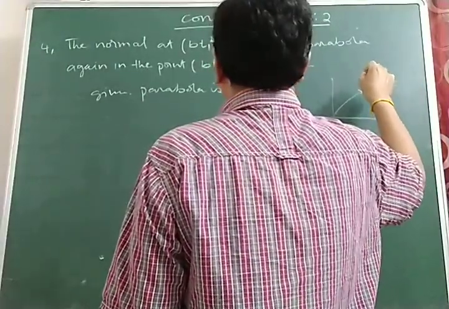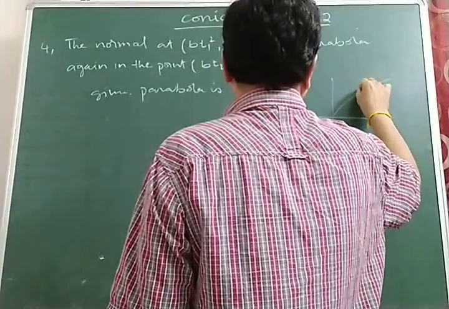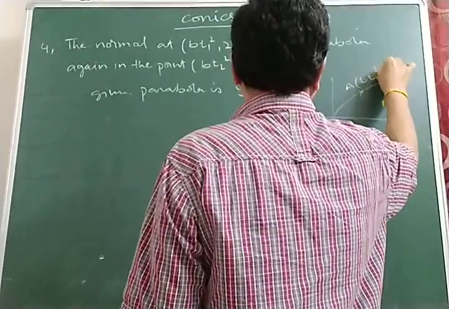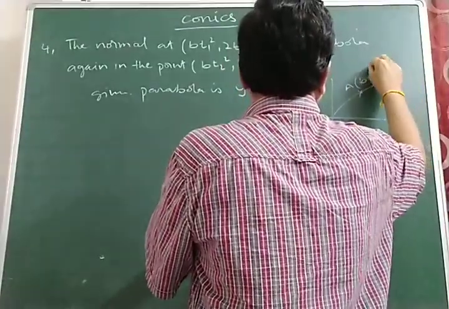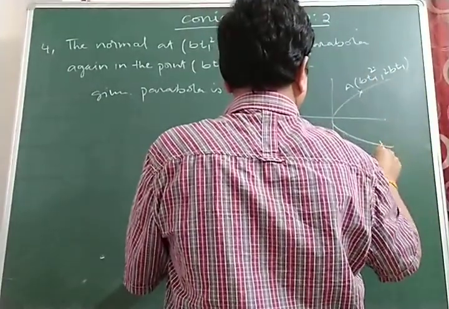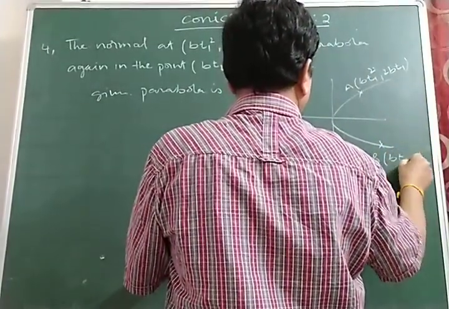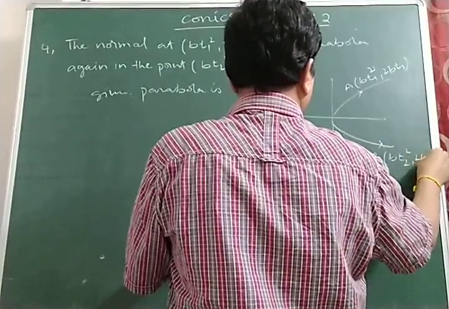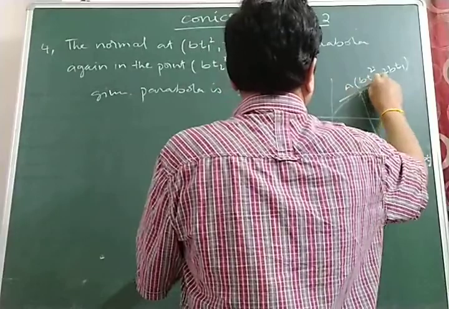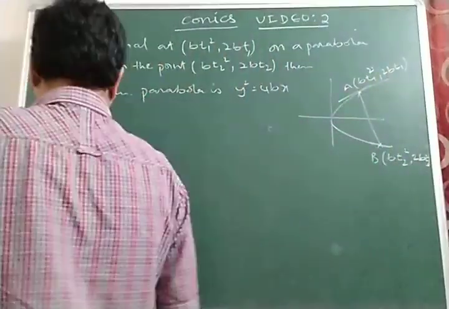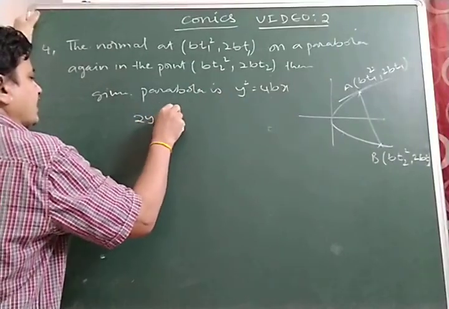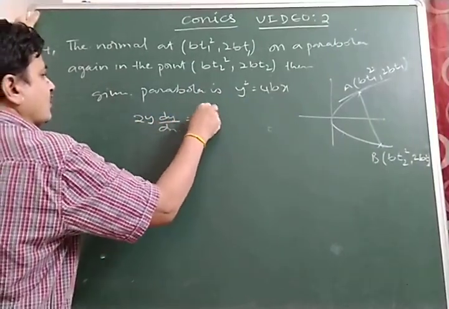One point on the parabola is bt1 square comma 2bt1 and another point on the parabola is bt2 square comma 2bt2. This is the tangent. Applying derivative on both sides, 2y into dy by dx is equal to 4b.